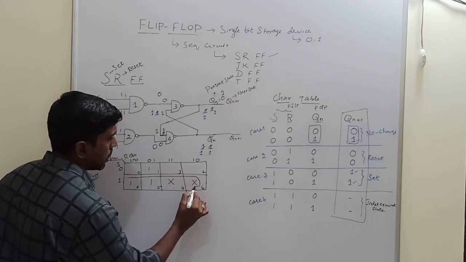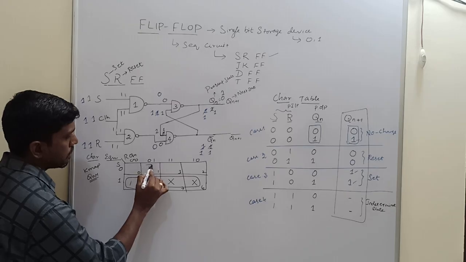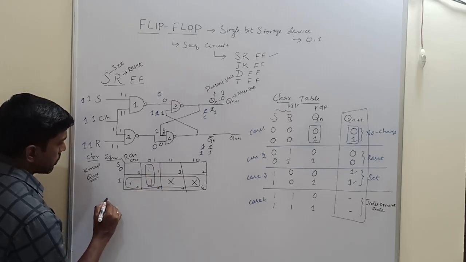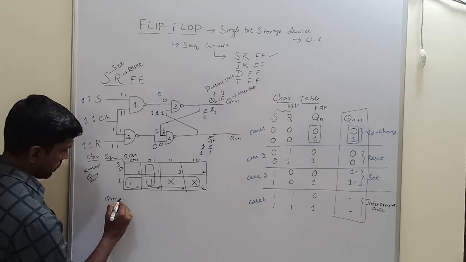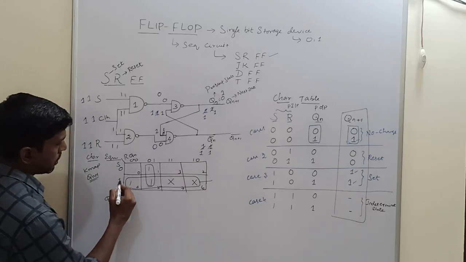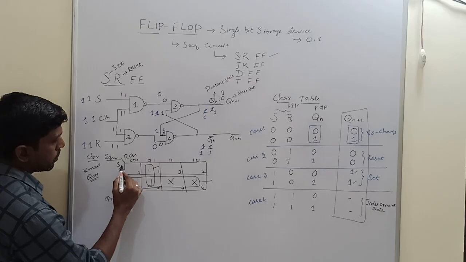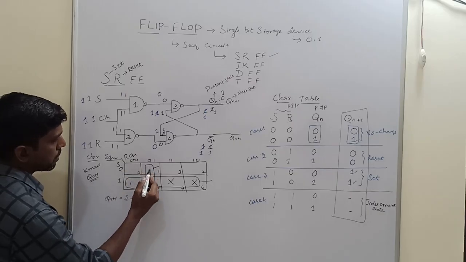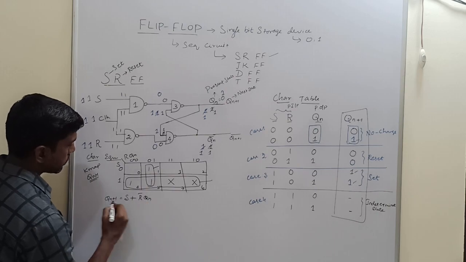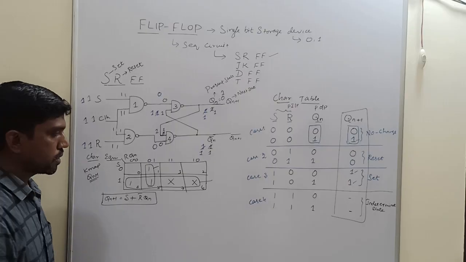So now I make the groups. These 4 cells are called a quad. Then these 2 cells I take as a pair. So Qn plus 1 equal to, first I take this quad, so S, plus then you take the pair. On the vertical side there is no common term; on the horizontal side 0 1. So R bar Qn. So it's the characteristic equation.